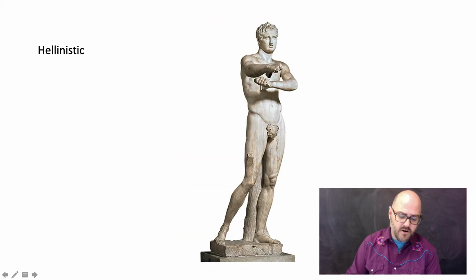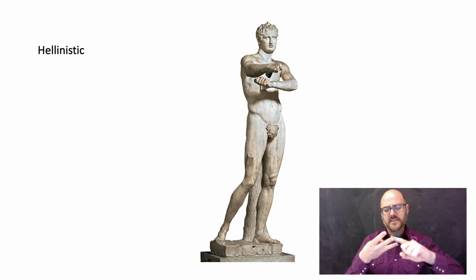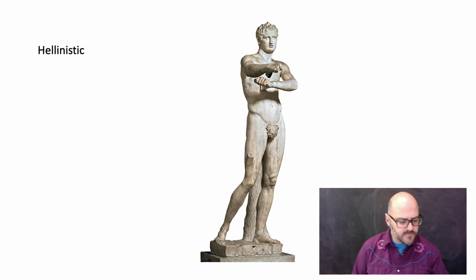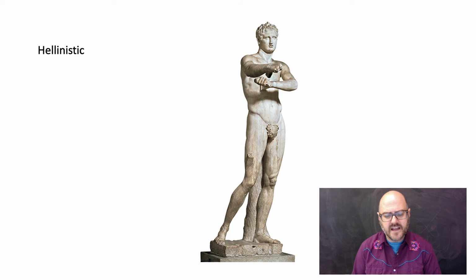The next art movement or period, so we had three. We had the archaic, we had the classical, and the third is Hellenistic. Hellenistic relates to this period of the Greek Empire when Alexander the Great was in power. And so it kind of came from the outside.